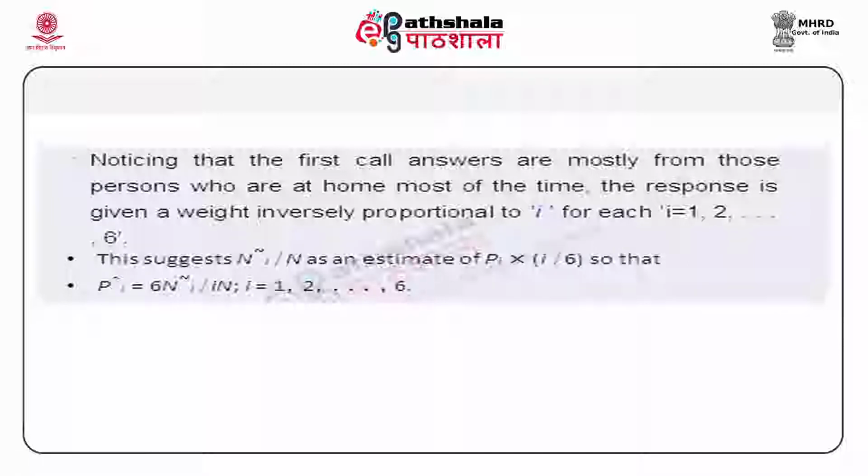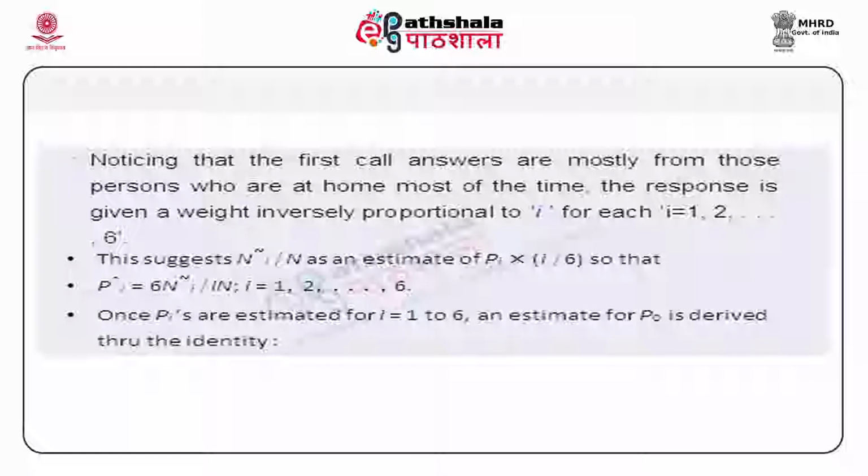That cannot be simply Ni tilde by N, because it was a randomly selected day. That is why you give this factor 6 over I. I over 6 is the chance of the person being at home, and therefore you take the reciprocal: 6 Ni tilde over I N. Once these Pi's have been estimated for I equal to 1 to 6, an estimate of P0 is derived from the identity 1 equal to this total. That gives you an estimate of P0.